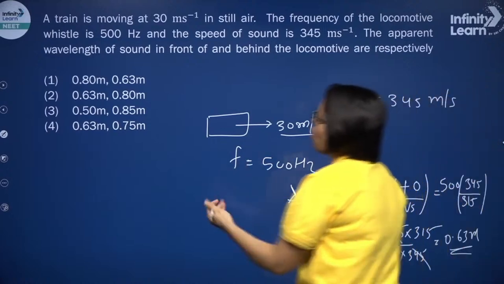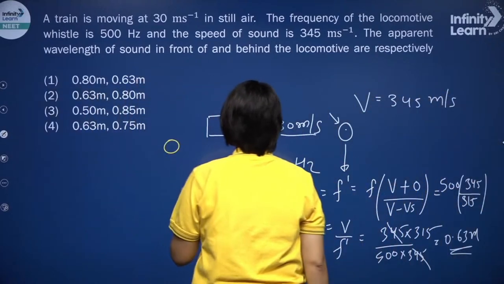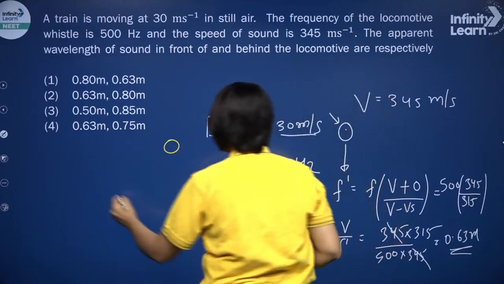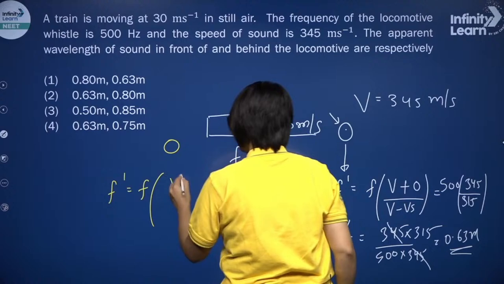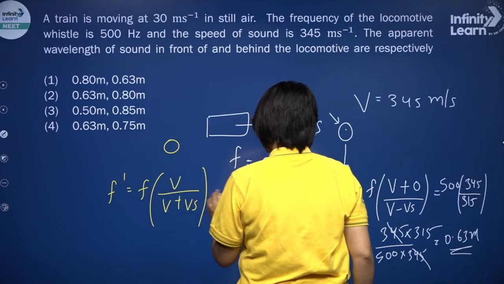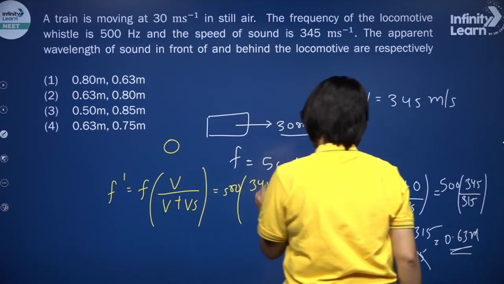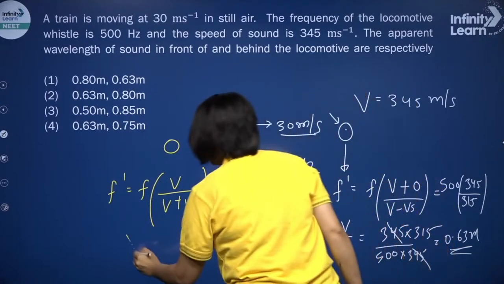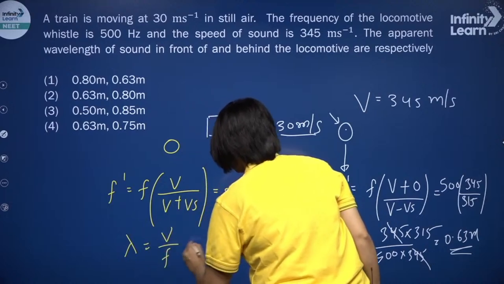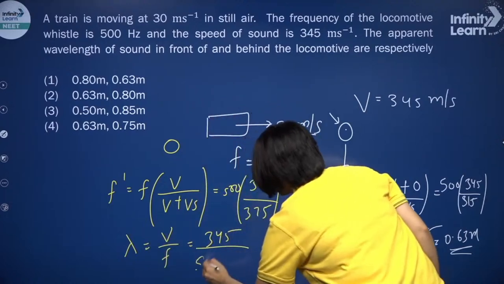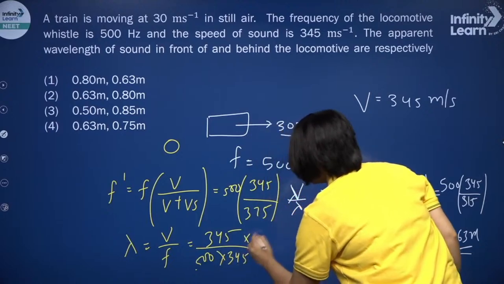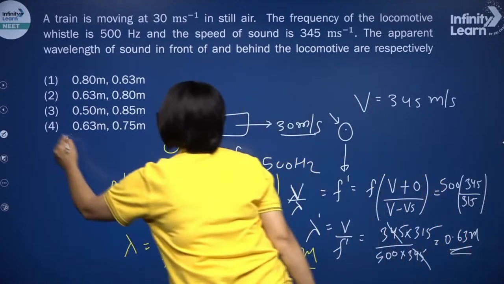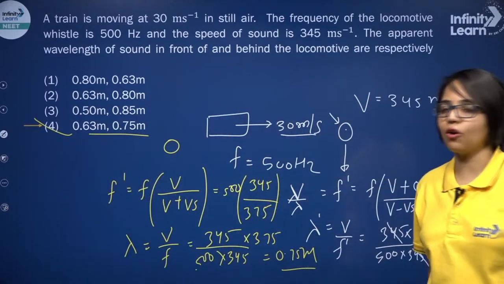Now, when the observer is behind the train, the train is moving away from the observer. In that case, apparent frequency will be F into V upon V plus Vs. So this will give you 500 into 345 divided by 345 plus 30, which is 375. Now, lambda will be velocity upon frequency. So it is 345 divided by 500 into 345 divided by 375. So this will give you the wavelength as 0.75 meter. So the correct answer is option 4, which is 0.63 meter, 0.75 meter.